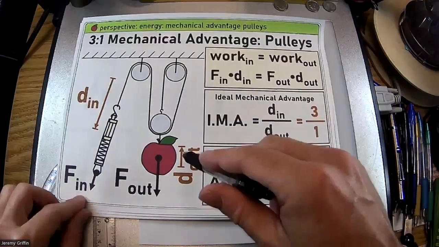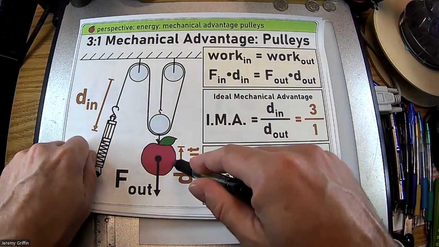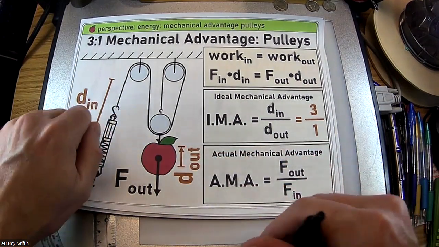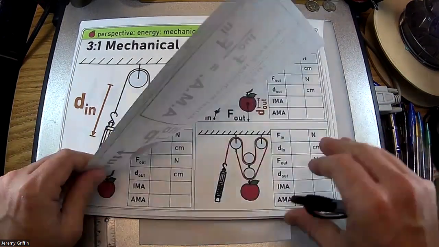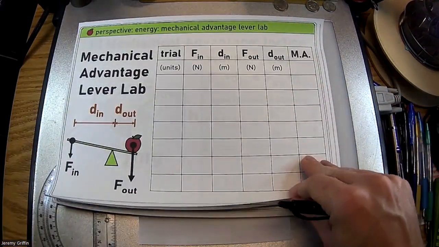Wait, I said that backwards. Sorry, maybe this is 3 Newtons and you should only pull with 1 Newton. Right? But maybe you pull with like 1.5 Newtons, right? So it's not as good as the other way. You guys did this lab. There's other ways you can get mechanical advantage, right?